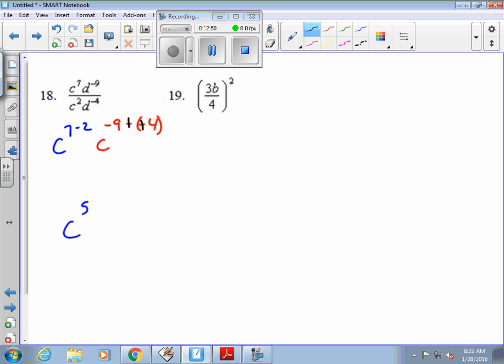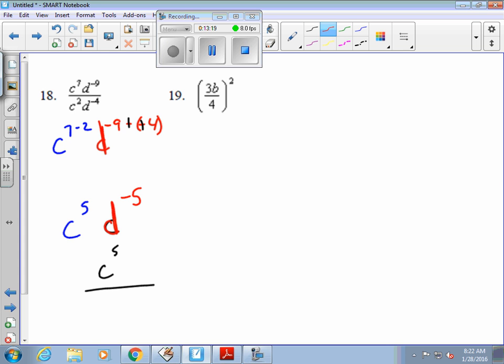When you do that, you get d to the negative 5th on top. That's d, everybody, d. And again, since you have a negative exponent, it has to ride the elevator. c to the 5th stays right where it is because it is not raised to the negative exponent.